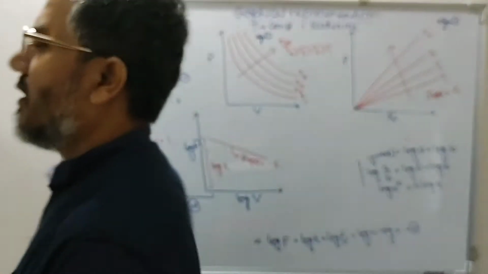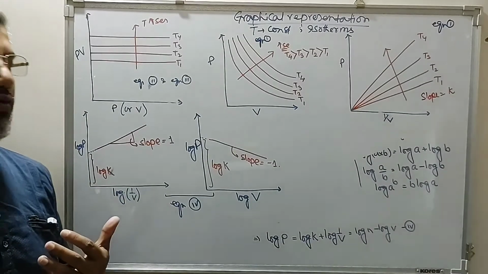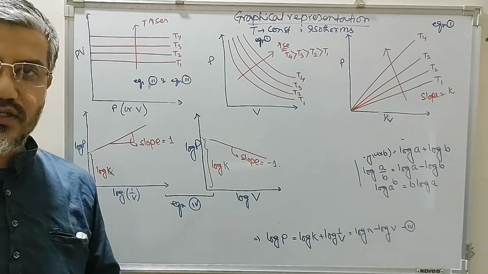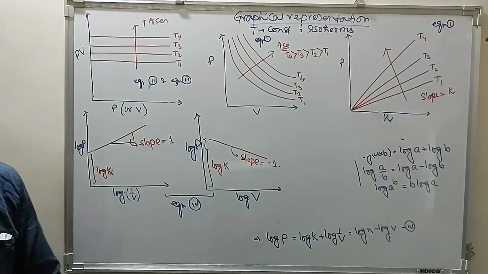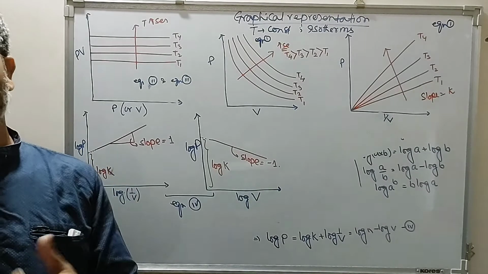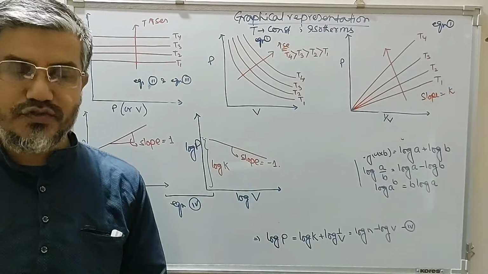For this equation 1 graph, the slope of the graph is equal to k, that is constant. So, Boyle's law: temperature and amount of substance remain constant. Now let me give an example. We are very familiar with playing with balloons.